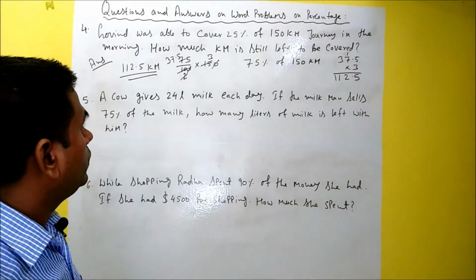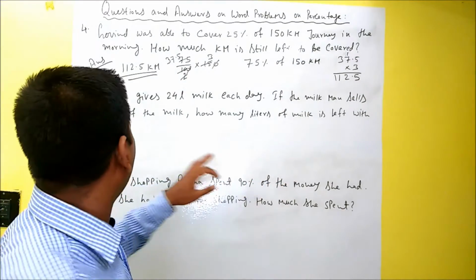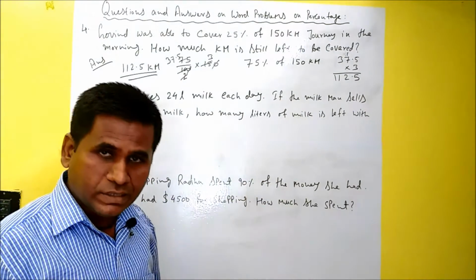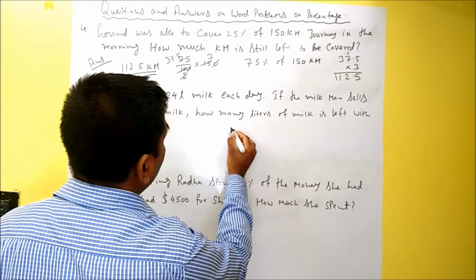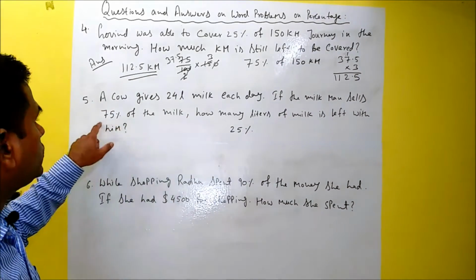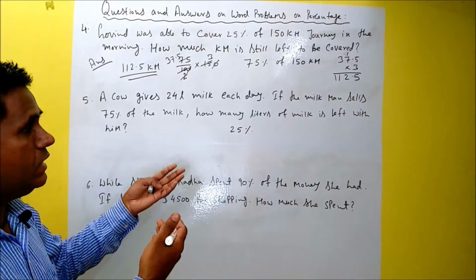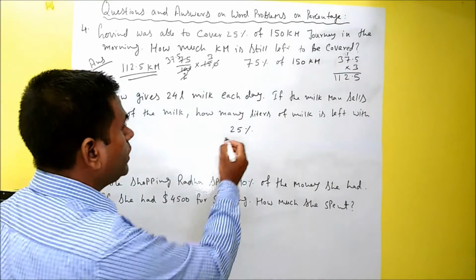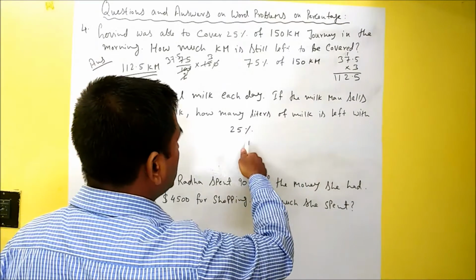milk each day. Okay, if the milkman sells 75% of the milk, how many liters of milk is left with him? So similar to the previous one, 75% the milkman is able to sell. So the liters of milk is what it is asking. So in percentage we know 25%, because 75 plus 25 is 100. So suppose 100 is the liters of milk, out of which 75 he is selling, so 25 is left, right? So since it is out of 100, we'll write in percent. So 25% is the milk which is left with the milkman.